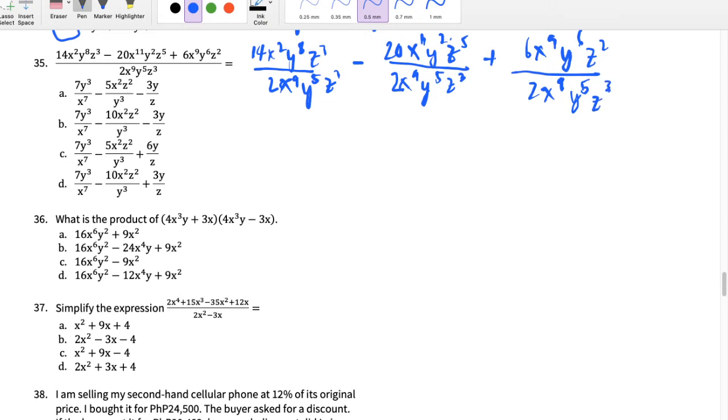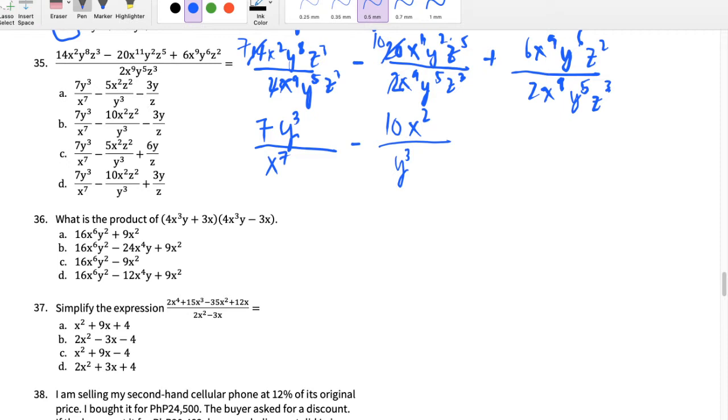Okay, let's take them one by one. 14 and 2, they cancel, you will be left with 7. Okay, so 7. x squared versus x raised to 9, x raised to 7 is left in the denominator. y raised to 8 over y raised to 5, there's a remainder in the numerator. The exponent is 3 because 8 minus 5. z cubed over z cubed, they just cancel. Minus 20 over 2, so that's 10. 10. x raised to 11 versus x raised to 9, x squared is left on top. y squared over y raised to 5, 5 minus 2, that's equal to 3.